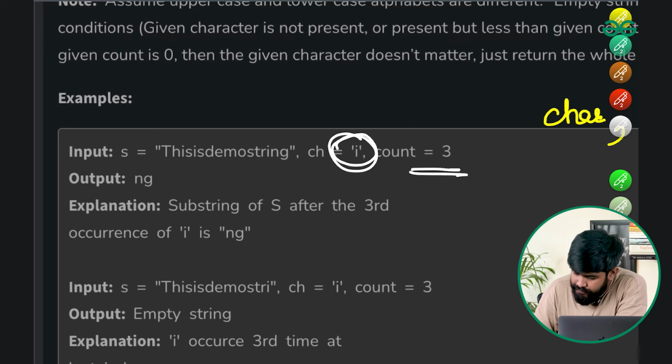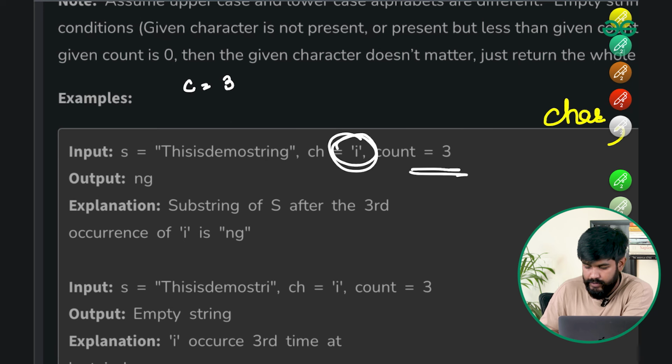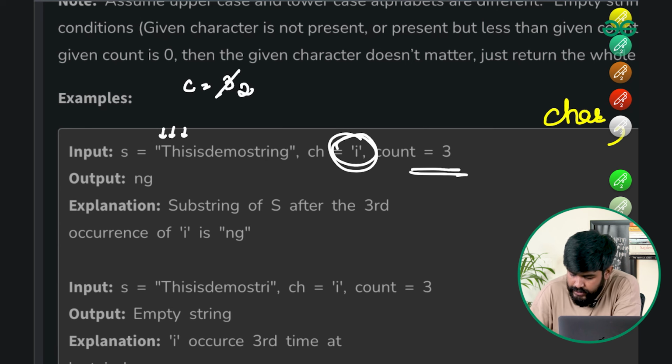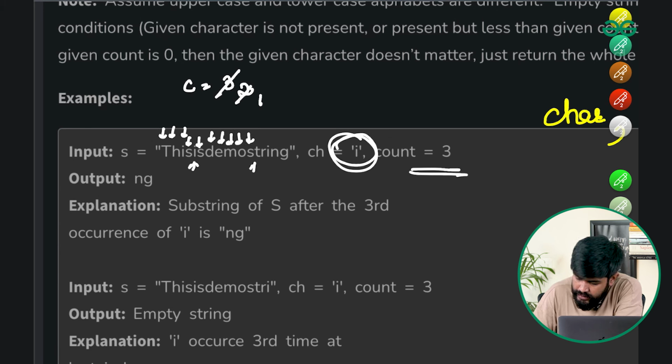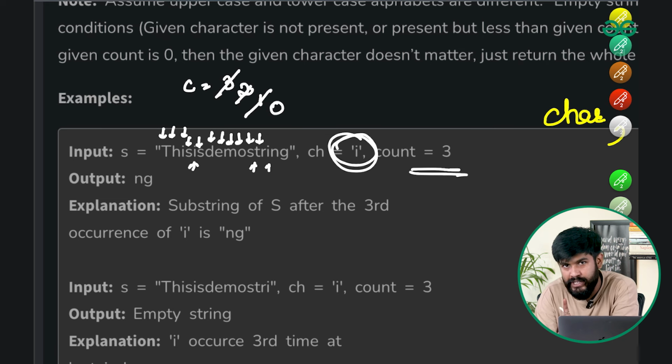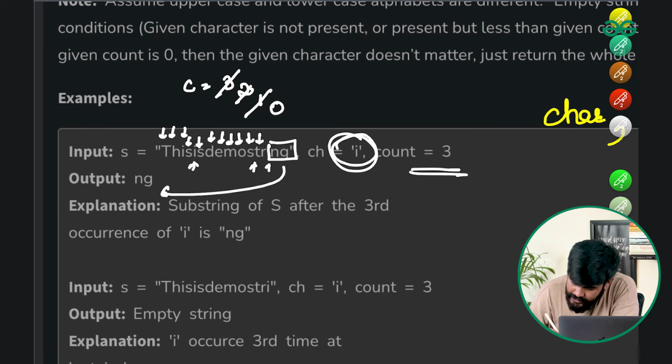At this point, the count that needs to be there is 3. So we start iterating. First, no I. Second, no I. Third, we have an I, so we simply decrement the count. Then we don't see an I. Then we see an I again, so we decrement the count. Then we see S, then no I, no I, no I, and so on. Then we see an I again. Now we decrement it. After this decrement, we know that we have encountered the character the specified number of times. This is the point of time where I should report the string back to the function. What is remaining? ng is remaining, that is why this is the output.